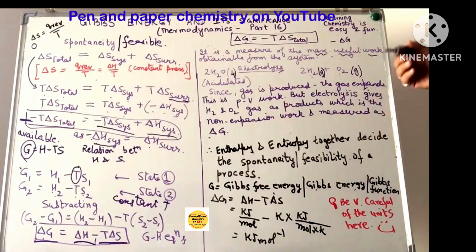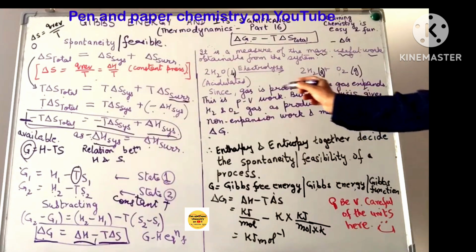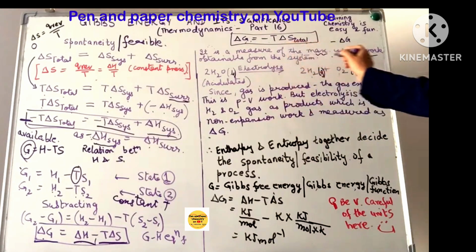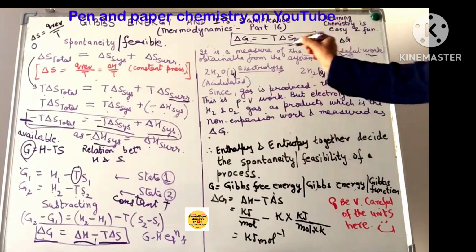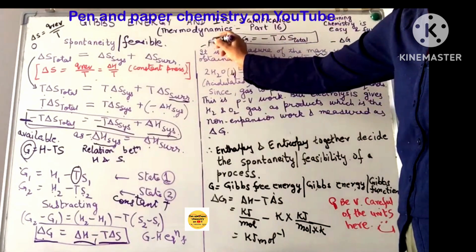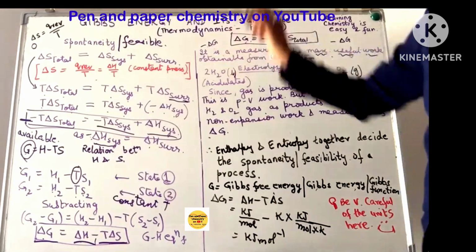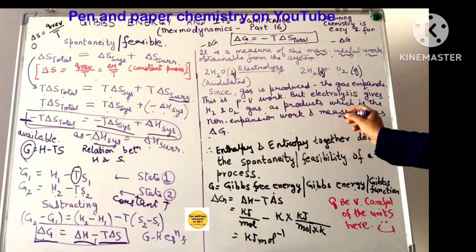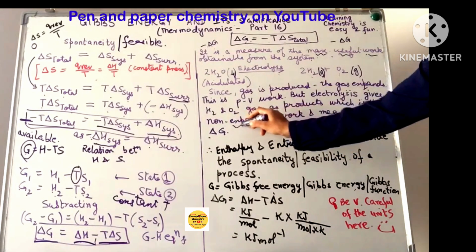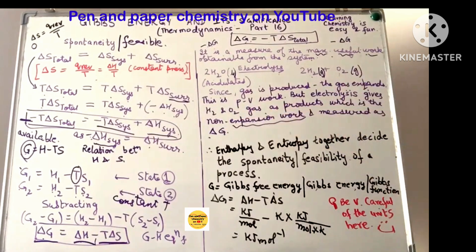It is the work other than the work of expansion or contraction. So we say it is a measure of the maximum useful work obtainable from the system. What is a measure? The fall in Gibbs free energy. Or we say it is the non-expansion work.